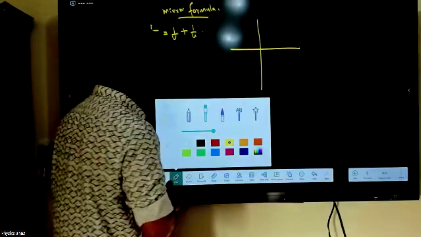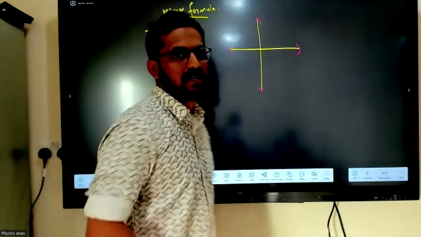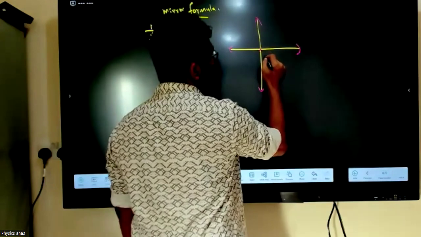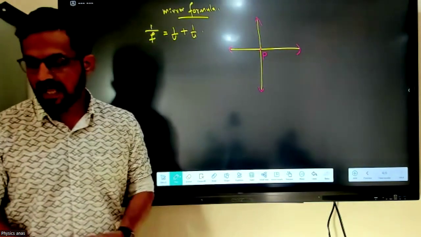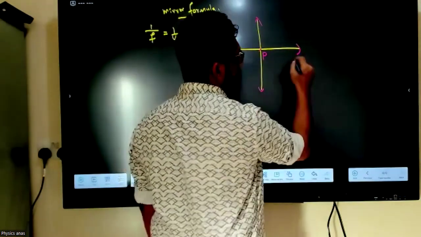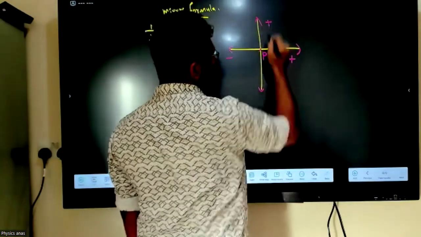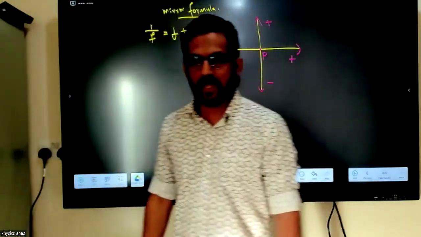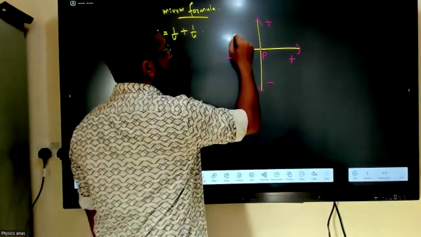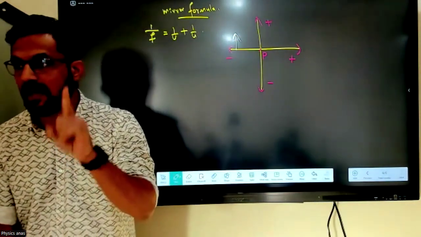What is new Cartesian sign convention in the case of mirrors? In the case of mirrors and in the case of lenses, they are the same. Every measurement should be taken from the pole. That's the first one. Measurements towards right are positive, towards left are negative, upwards is positive, downwards is negative. You got it? Then you have to place the object always on the left.